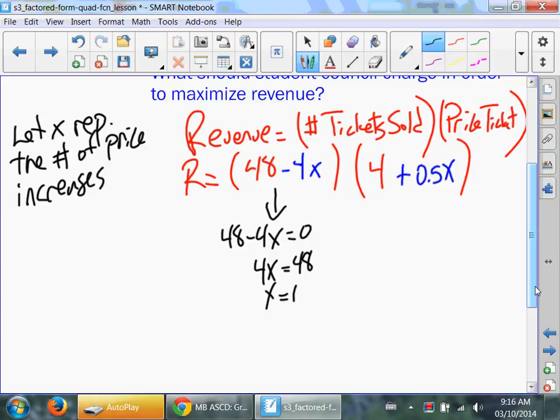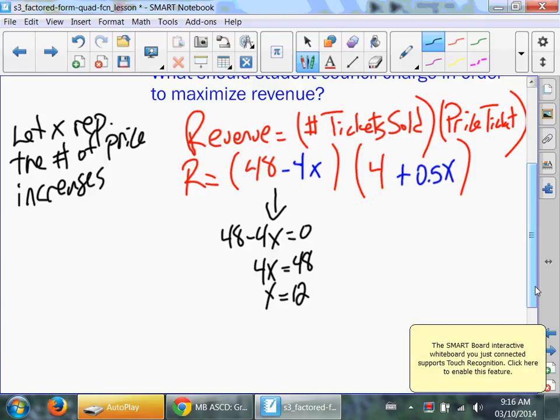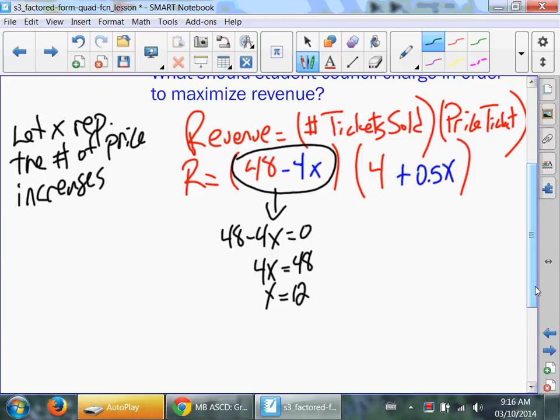So that's going to be one of the zeros. In other words, when x is 12, they're making no revenue. Because there's going to be no people there, right? Because this right here represents the number of people that buy tickets. And when this is equal to 0, nobody buys a ticket. Okay? So obviously we can't jack the price up 12 times.